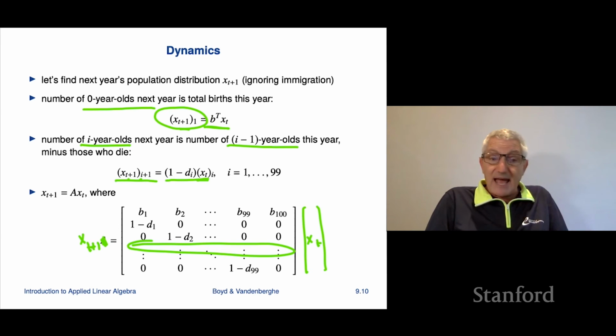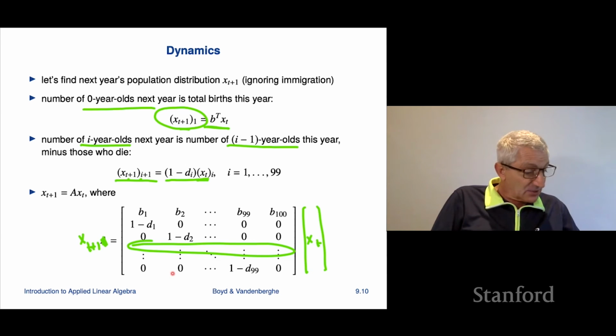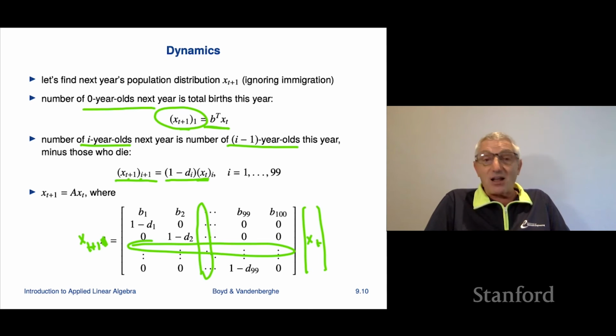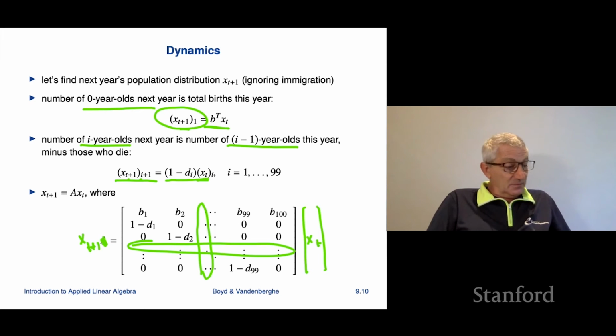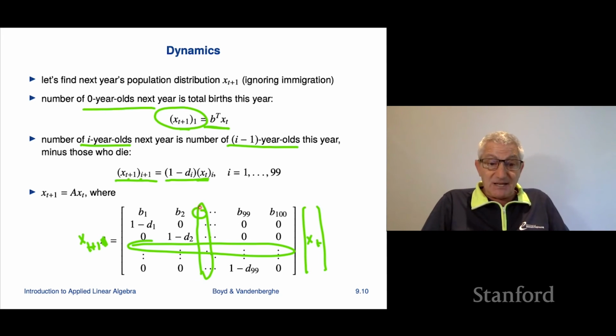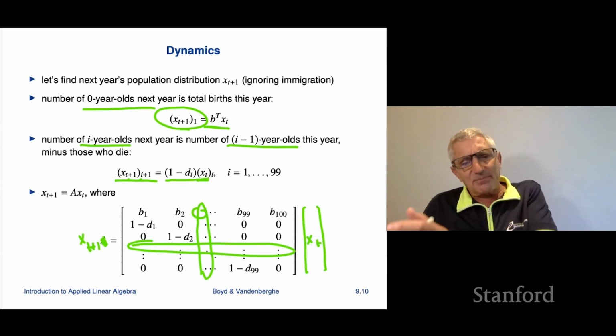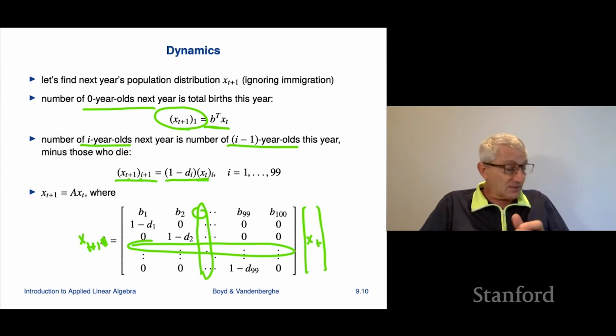You can look at columns, too. Columns are super interesting. If I look at, let's say, the 29th column, that corresponds to people who are 28. The top entry tells me how many kids they had. Then if I go down, I'll find another entry, a number slightly less than 1, which tells us those 28-year-olds are going to be 29 next year, except for the small fraction who die. Okay, so that's the picture.